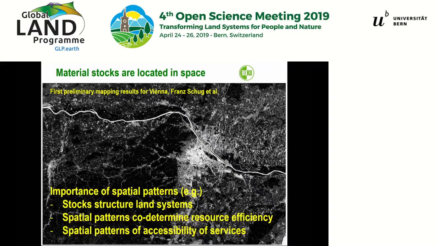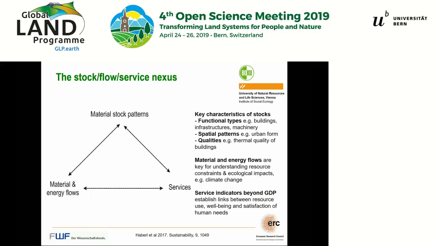Yeah. And so this is the thing we are working on at the moment. We call it the stock flow service nexus. So the question is, how can we design material and energy flows that are compatible with ecological limits, for example, compatible with the 1.5 degree target, which means huge changes in the way we use resources. And we will not be able to achieve them without very different patterns of material stocks, very different infrastructures, better houses, for example, in terms of insulation, but also different patterns in spatial structures, how we organize our life.